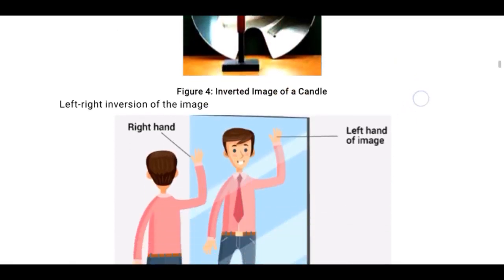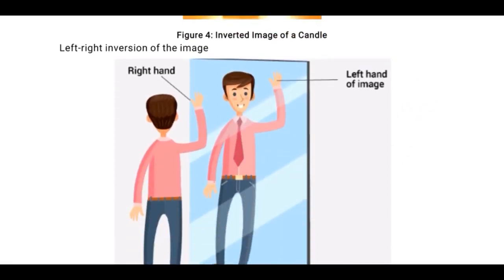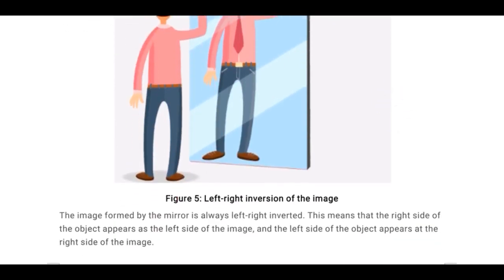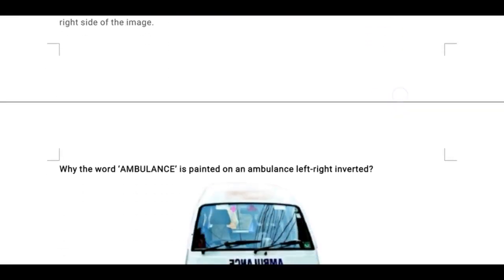Then this is one of the properties of a plane mirror, the left-right inversion of the image. This is called laterally inverted image. So what happens? The image formed in the mirror is always left-right inverted. This means the right side of the object appears as the left side, and the left side of the object appears on the right side of the image. So this is a lateral inversion.